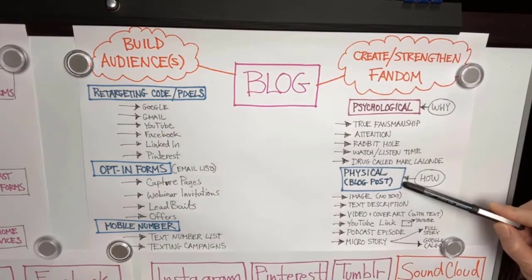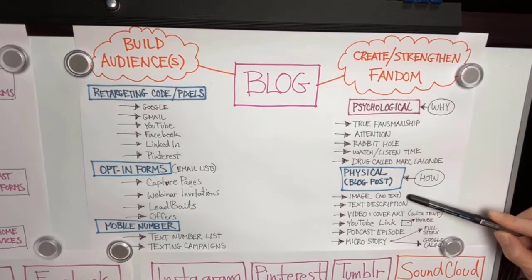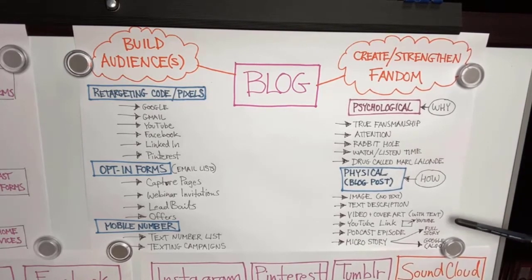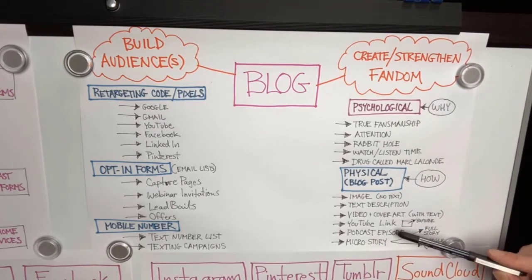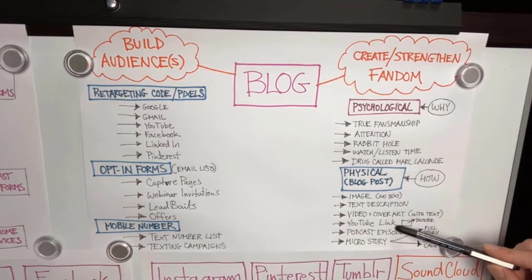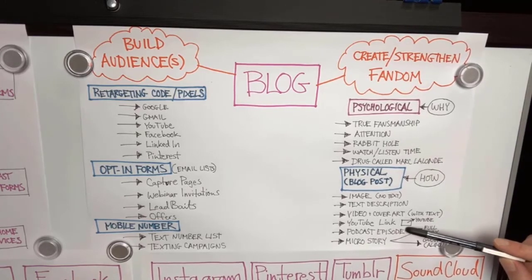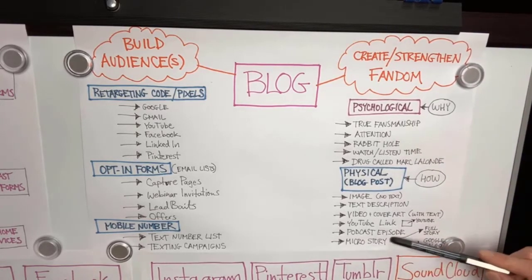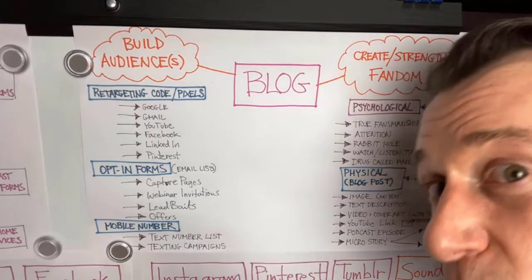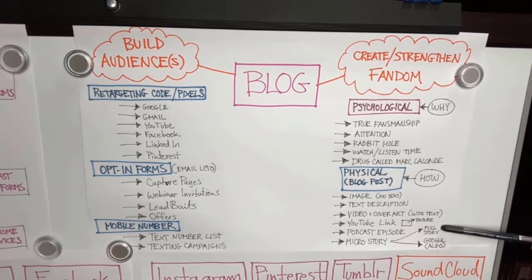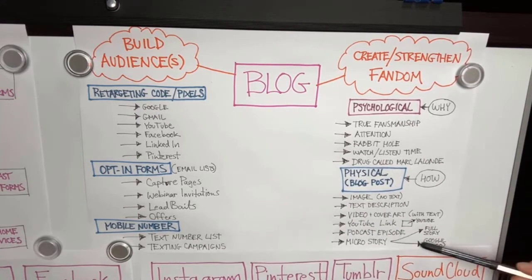The blog post contains, as you will see when I share my screen, an image with no text. It contains a text description. It contains a video with cover art, and the cover art has text. It contains a YouTube link guiding them externally to your YouTube channel. It contains a podcast episode. It contains your micro story, which is your story in 200 words or less. And then the micro story links to your full story, and it also links out to Google.